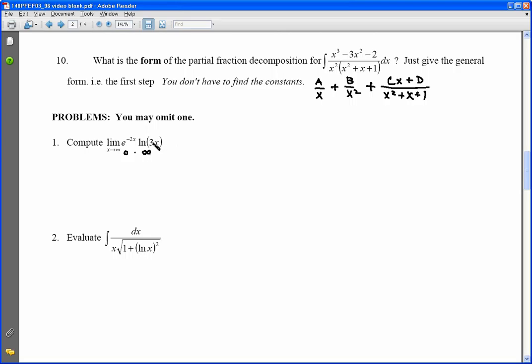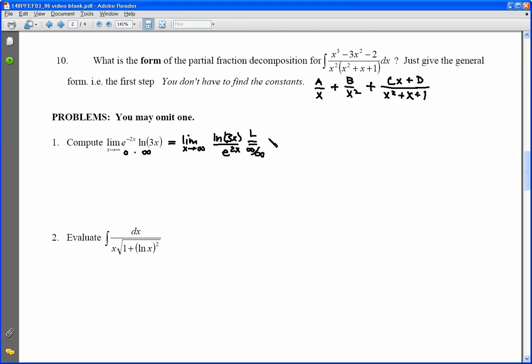So first we have to change it to 0 over 0 or infinity over infinity. So let's bring the e to the negative 2x down as an e to the positive 2x. So this is limit x approaches infinity. We'll keep our ln 3x up on top, and then bring the e down on the bottom and change the sign on the exponent, so 2x. And now this is infinity over infinity, so we can use L'Hopital's rule.